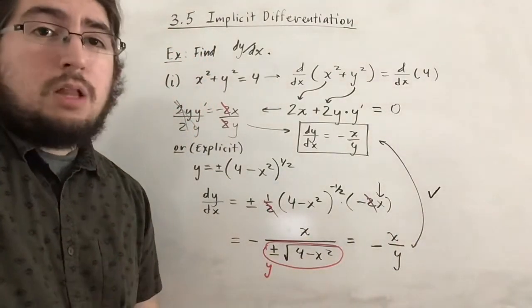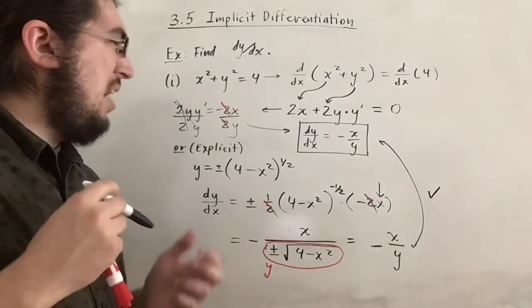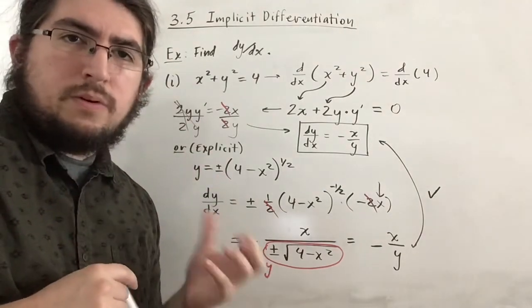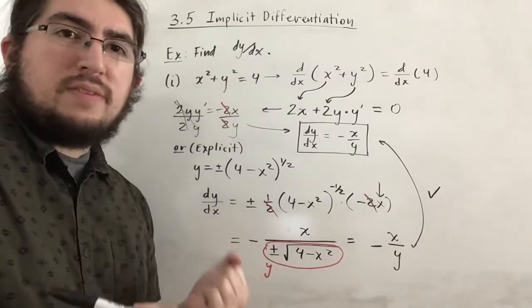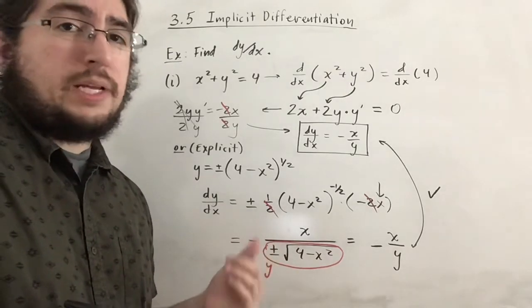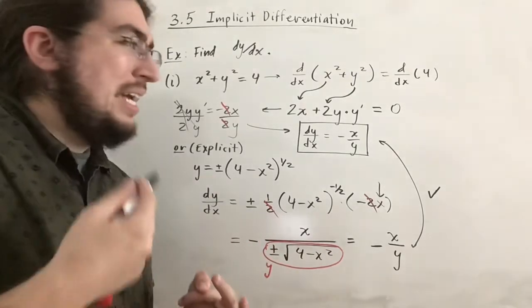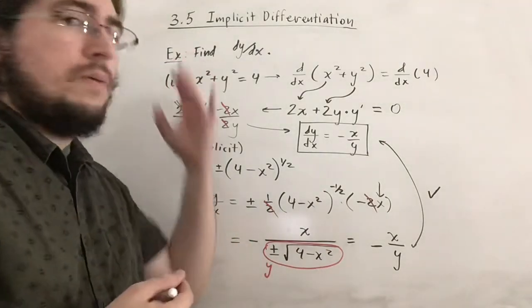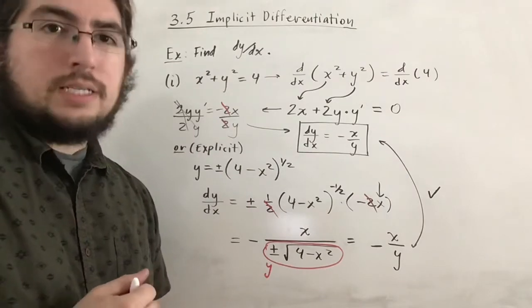Great. So that's all I wanted to show here, and now I'm going to do one more example, but it's going to be a little different. We're going to be finding the equation of a tangent line of an implicit equation, so that'll be fun. And then after that, I'm going to take a look at something new, some new rules that emerge from implicit differentiation. So let's take a look.